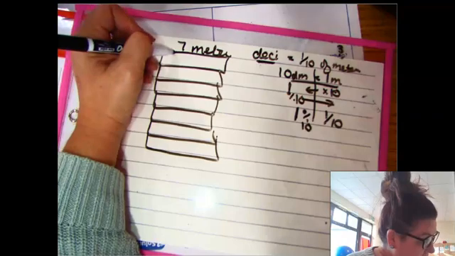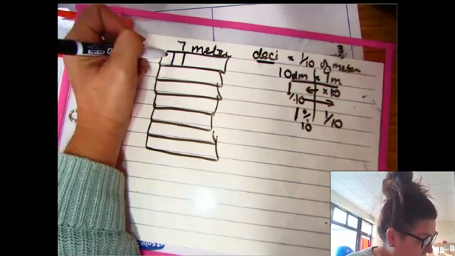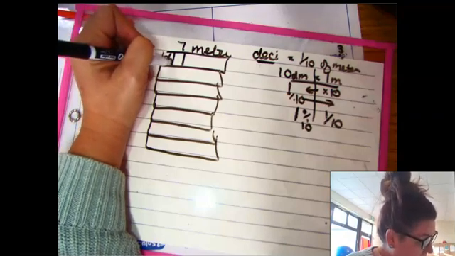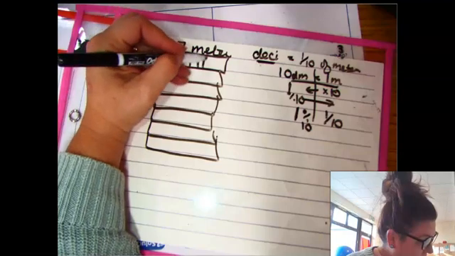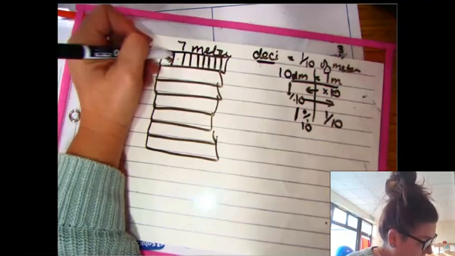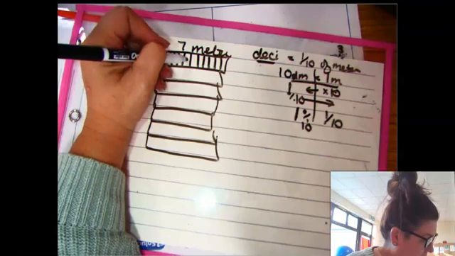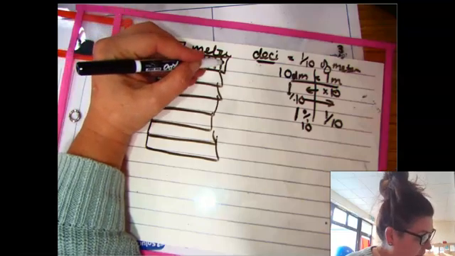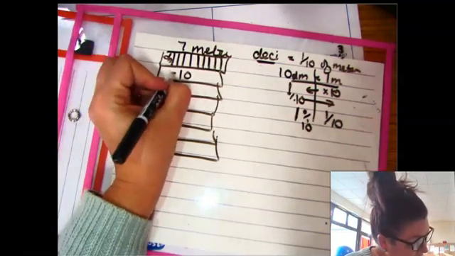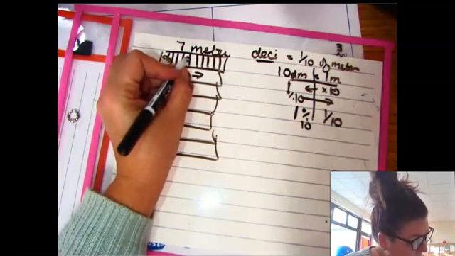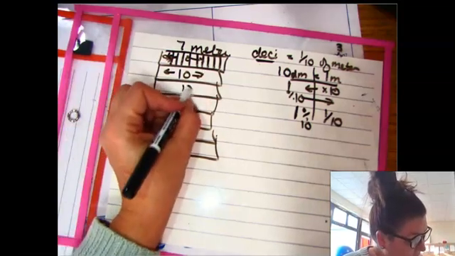All right, so each of these is broken up into what? 10 pieces to get my decimeters. 1, 2, 3, 4, 5, 6, 7, 8, 9, 10. So each of these is cut up into 10 pieces. Do we agree? So you can already see what's going to happen.